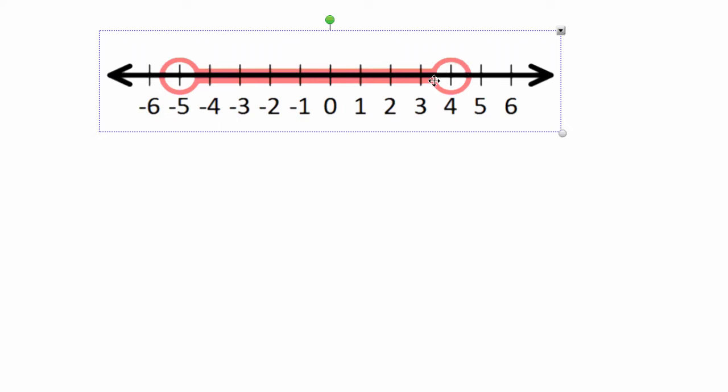Now we've got two circles, so it's slightly different. We start with writing the number, so -5 at this end, and 4 at this end. x is the number in between. So x is greater than -5, but smaller than 4. Neither of these circles are filled in, so our answer is complete there.